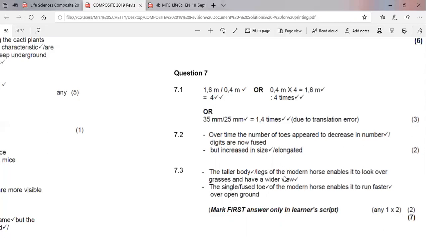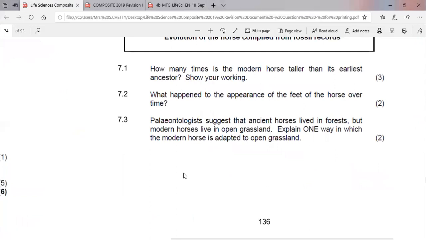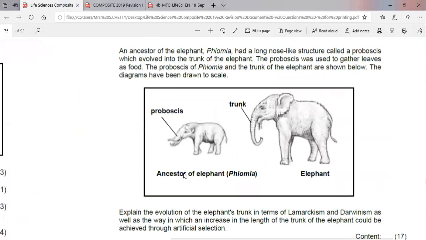Okay, it's open ground. And I would have said, they should have maybe told us that the open ground was harder and it's easier to have one toe. If you had many toes, the many toes would sink into a marshy ground or a softer ground. But on an open, harder ground, a single toe will enable it to run faster. I thought there's much more to that question. All right, babies. So, enough said. Okay, let's look at this one.